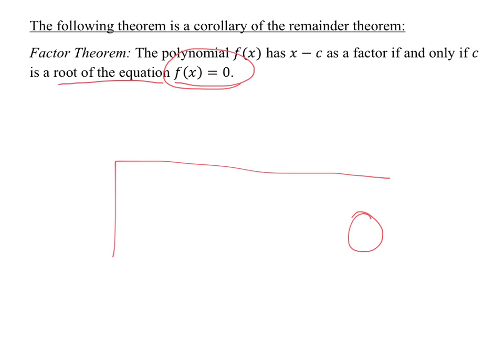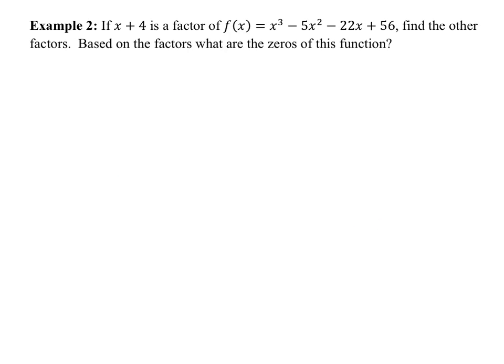Okay, the factor theorem. Let's use that factor. If x plus 4 is a factor of the polynomial, find the other factors. Based on the factors, what are the zeros of this function?